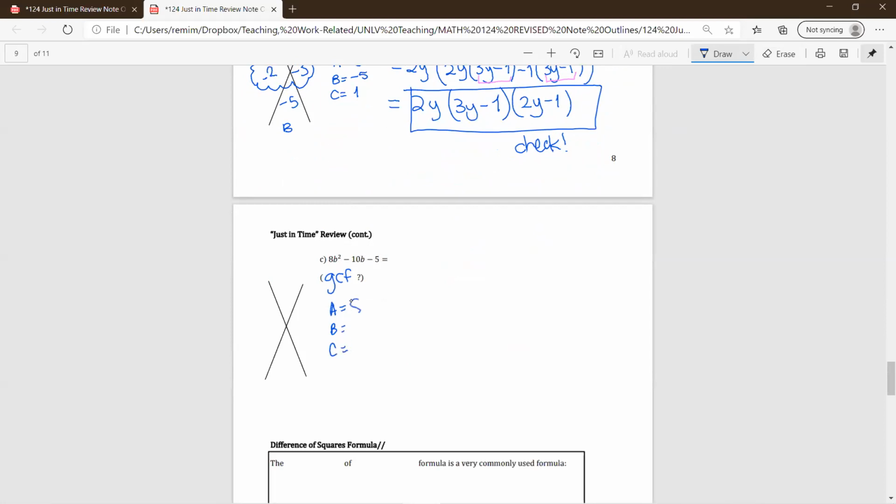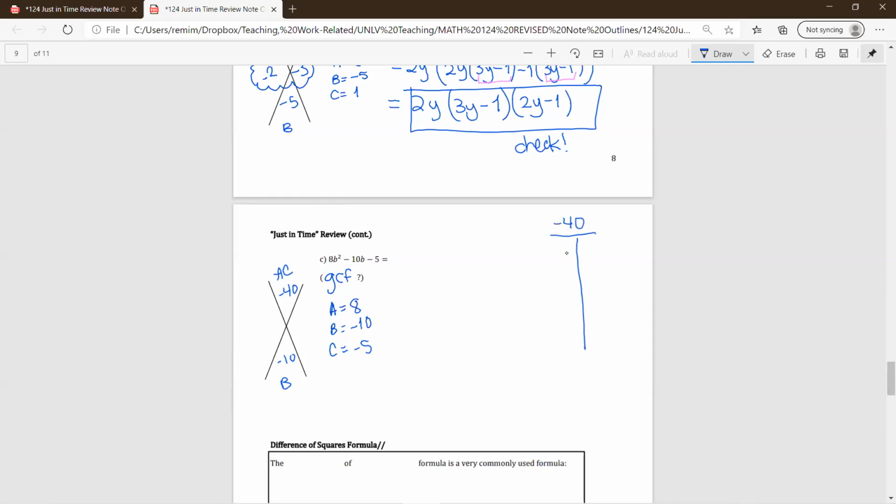A is the number 8, B is the number -10, and C is the number -5. So I'm going to put AC here and B down here. So AC, 8 times -5 is -40. B is -10. And we need to come up with two numbers that multiply to -40 and sum to -10. So let's write the table out again.